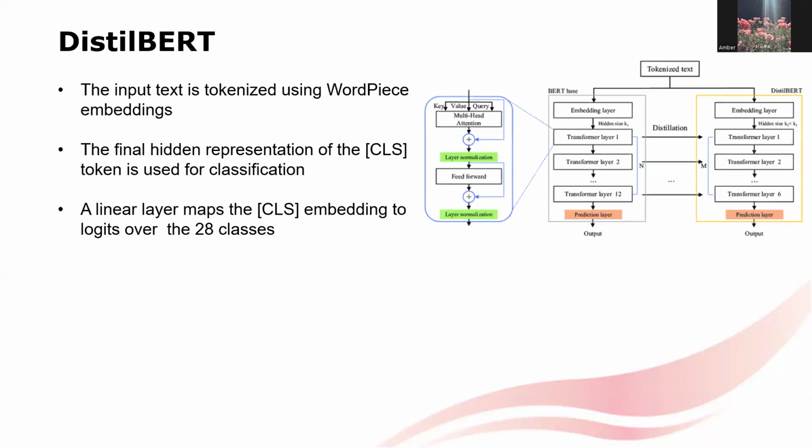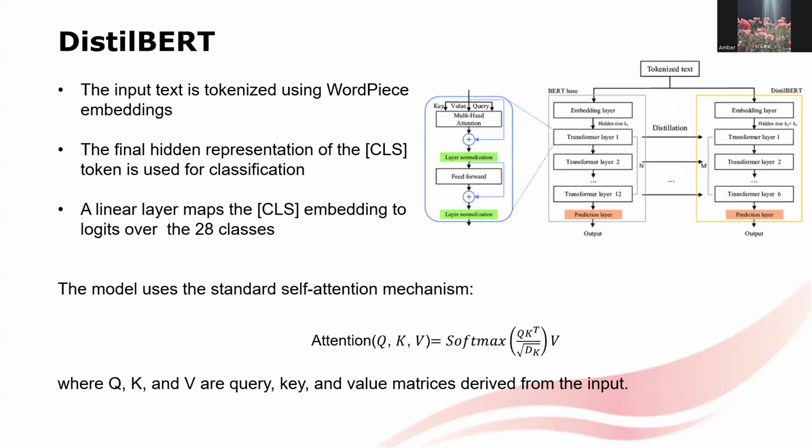And finally, DistilBERT. This one is a pre-trained transformer model. We tokenize the input using word-piece embeddings, and then use the final token representation for classification. A linear layer maps it into 28 logits. Behind the scenes, it uses multi-head self-attention to learn contextual relationships between tokens. It's more compute-heavy, but also more powerful.